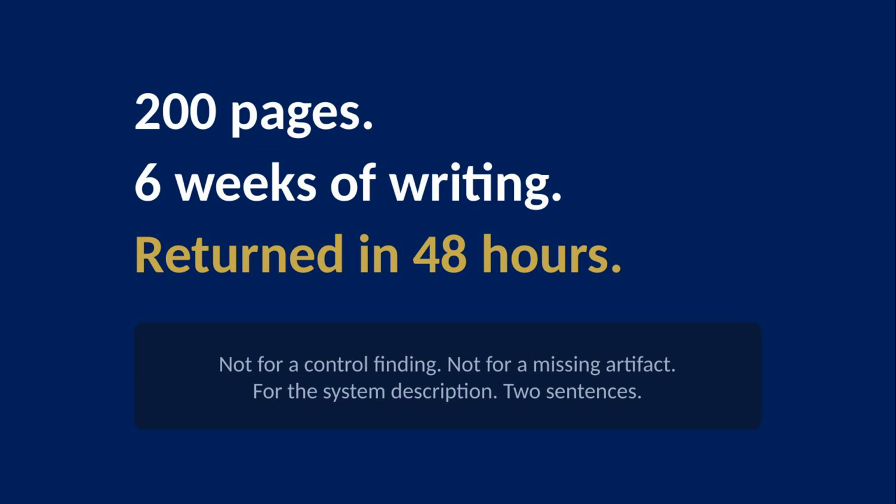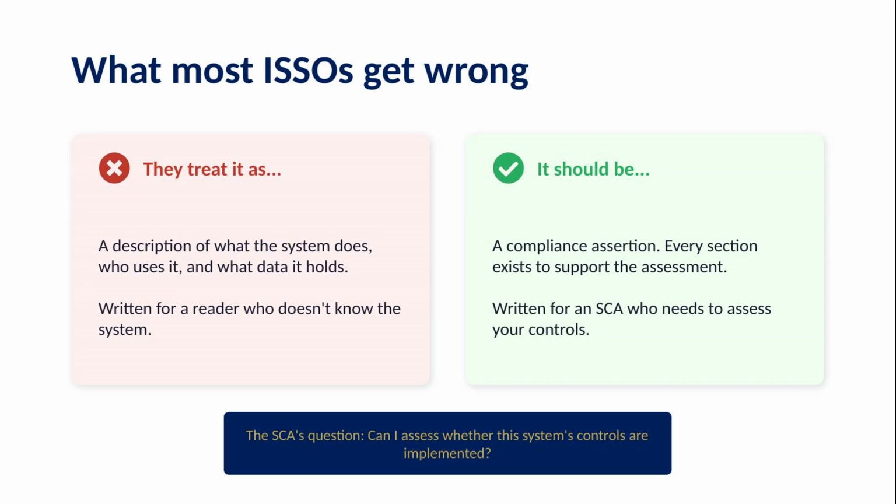The system security plan is the foundation of your ATO package. Everything else, your controls, your artifacts, your POA&Ms, references it. If the SSP is weak, the rest of the package doesn't matter. This video walks you through what an SCA actually evaluates in an SSP, what weak looks like versus strong, and 3 rules that will get your package through without a rewrite. No theory, just the workflow.